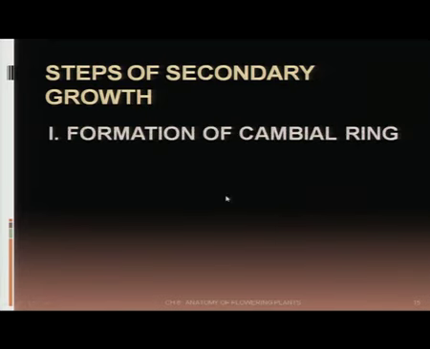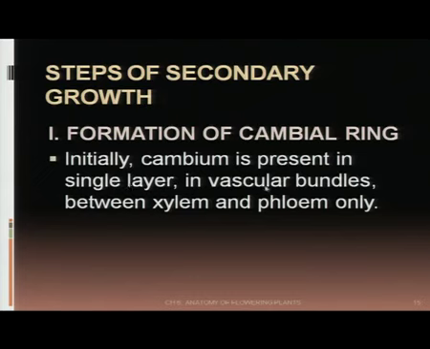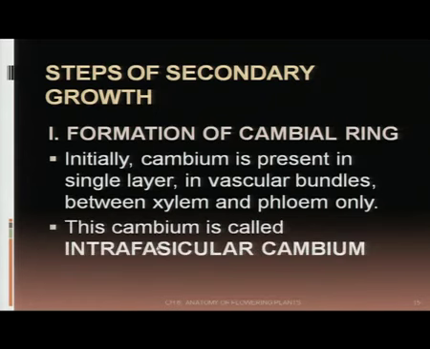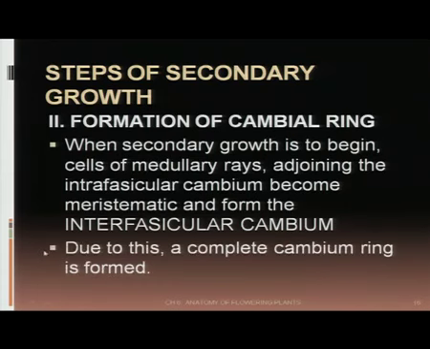So, vascular cambium is of two types, intrafascicular cambium and interfascicular cambium. What are the steps of secondary growth in dicot stem? First of all, a complete cambial ring is formed. Initially, cambium is present only in a single layer in vascular bundles between xylem and phloem only. That is what I just said. This cambium is known as intrafascicular cambium. Later, when secondary growth is to begin, cells of medullary rays adjoining the intrafascicular cambium become meristematic and form interfascicular cambium. Due to this, a complete cambial ring is formed.